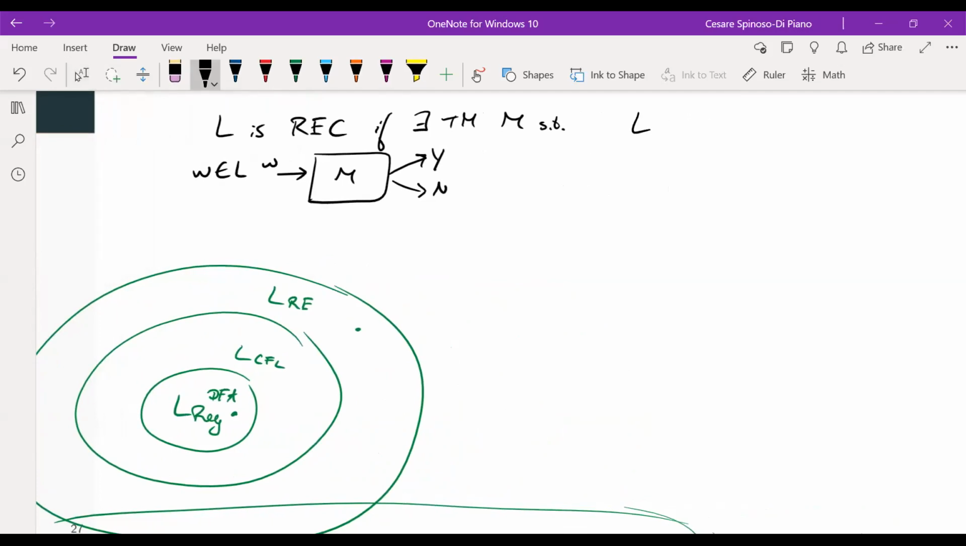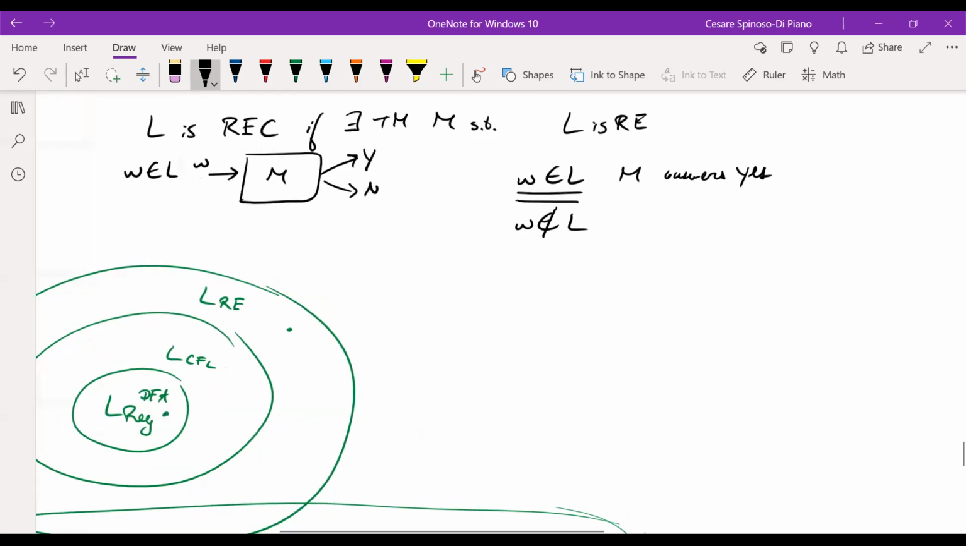That's not the same as L being recursively enumerable. If L is recursively enumerable, the only thing you can guarantee is that if W is in L, then M is going to say yes. But if W is not in L, there is no guarantee that M is going to say no, because there is no guarantee that it halts. Okay.